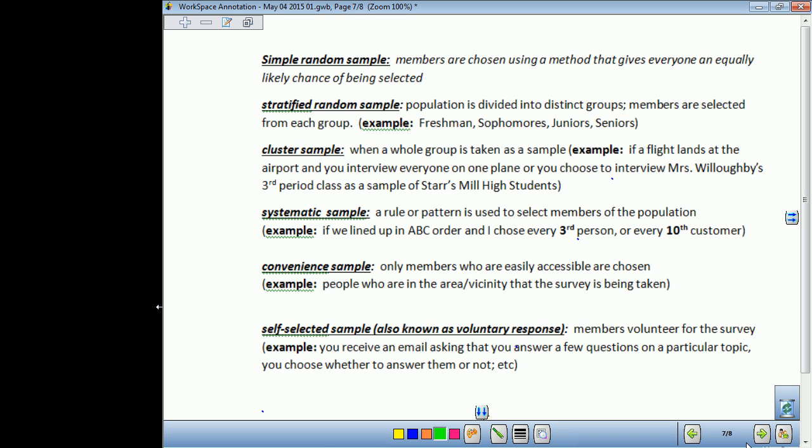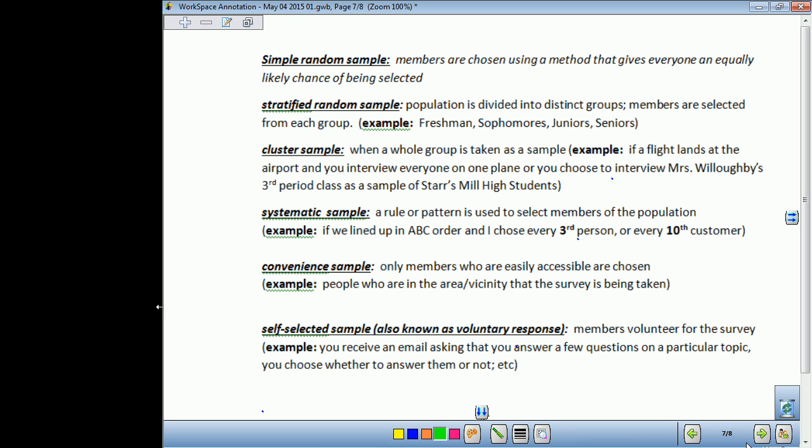A stratified random sample. This is where our population is divided into groups, and then members are selected from each group. If we're thinking high school, you guys are already separated into freshmen, sophomores, juniors, and seniors. So if I pulled some from each group, that would be considered a stratified random sample. A cluster sample is when a whole group is taken as a sample. The example we have here is if a flight lands at the airport and you interview everyone on that one plane.